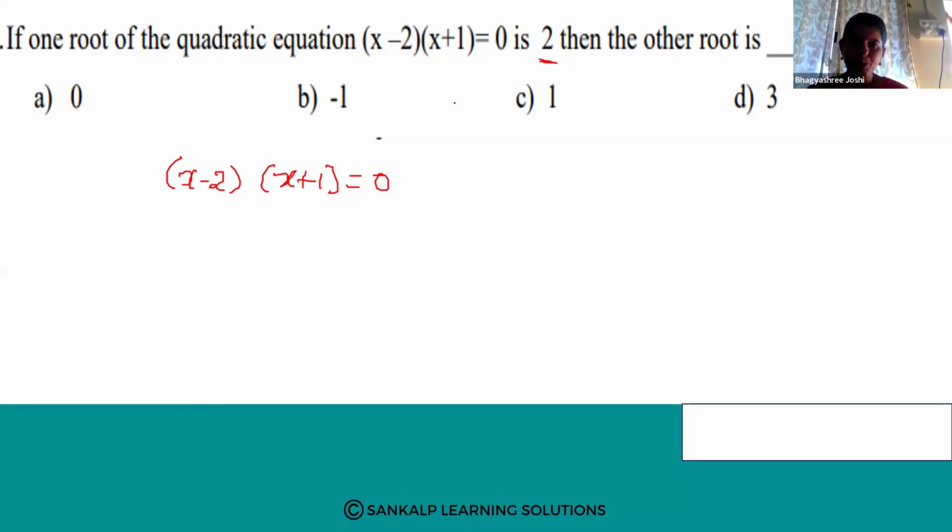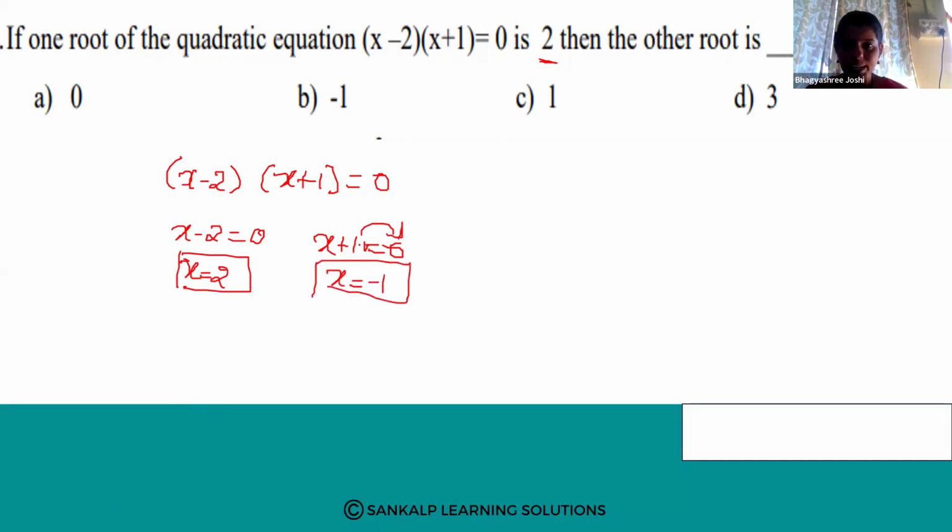Okay, so (x minus 2)(x plus 1) is equal to 0. One root they have given, that is 2. So if you equate x minus 2 is equal to 0 and x plus 1 is equal to 0, transfer this minus 2 to this side, that is x is equal to 2 you will get. If you transfer plus 1 to this side, x is equal to minus 1 you will get. So x is equal to 2, x is equal to minus 1. One root they have given, that is 2. Another root is minus 1. Therefore, option B is right.